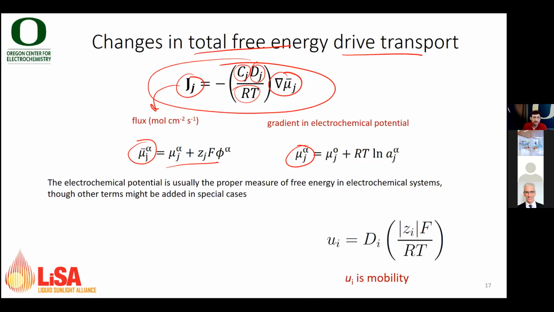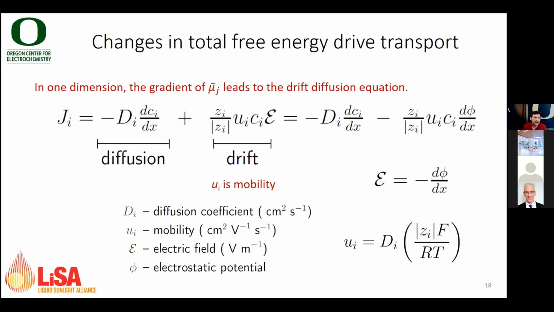I can evaluate this gradient. And if I do that, I get the drift diffusion equation. So you may have seen this in semiconductor physics, right? The drift diffusion equation is just the gradient in the electrochemical potential. That's all it is. The Fermi level is actually just the electrochemical potential. That's what the Fermi level is. In a solid, the Fermi level is the electrochemical potential of the electrons in the solid.